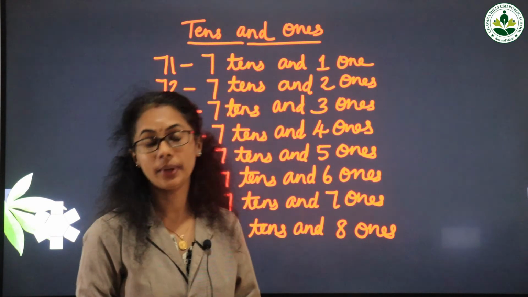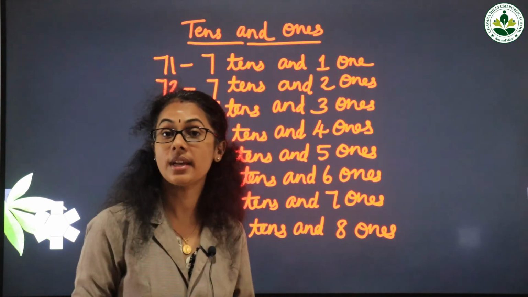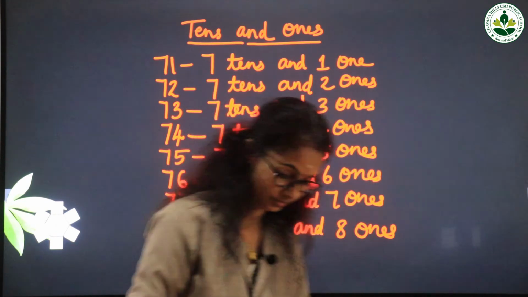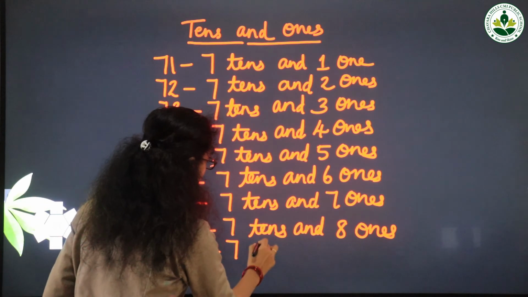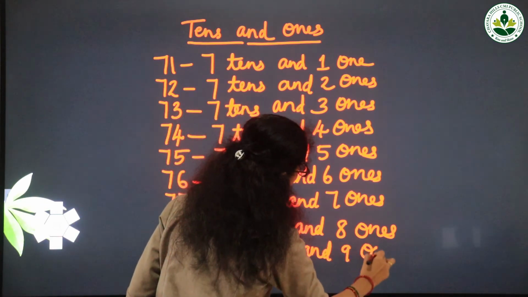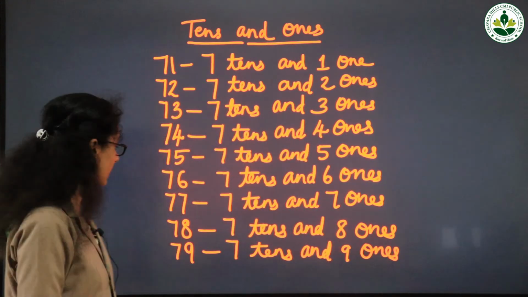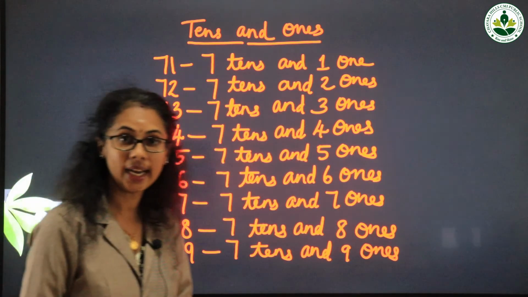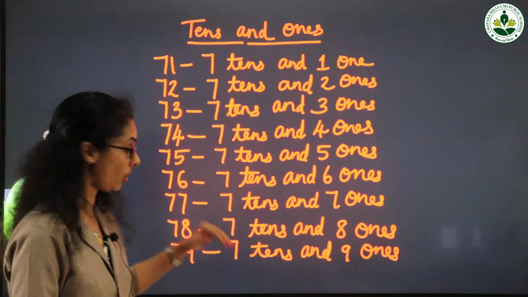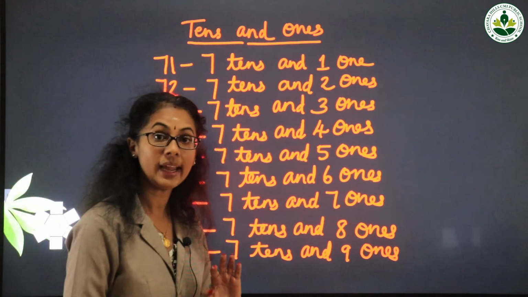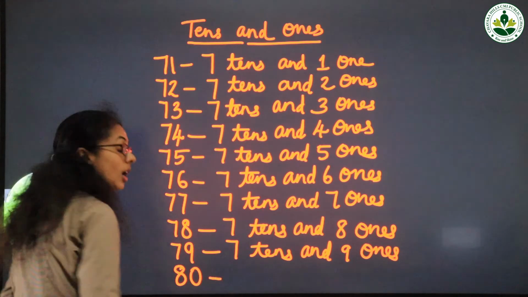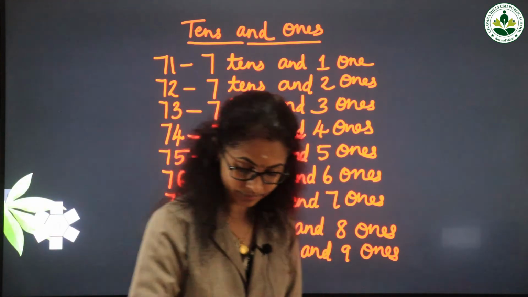Which number? Number 79. How many tens and ones in 79? 7 tens and 9 ones. Then which number comes after 79? Next number is 80. How many tens and ones in 80?